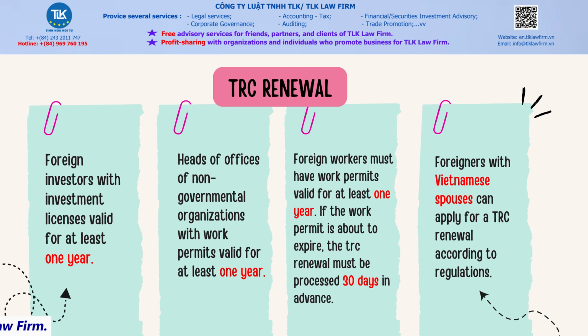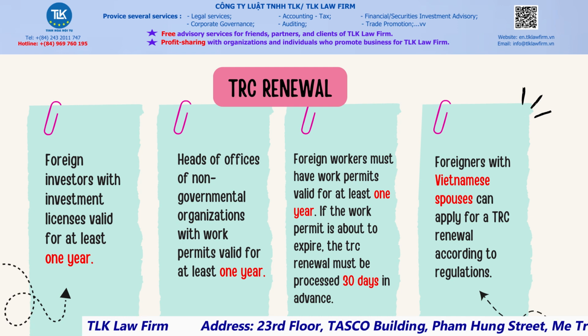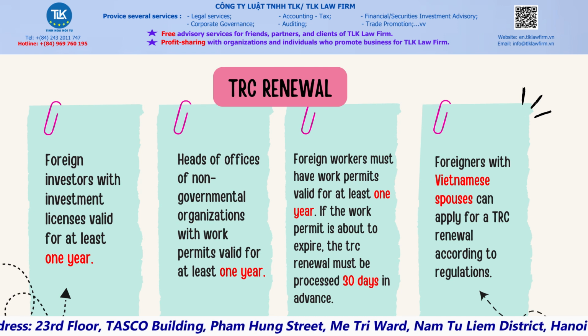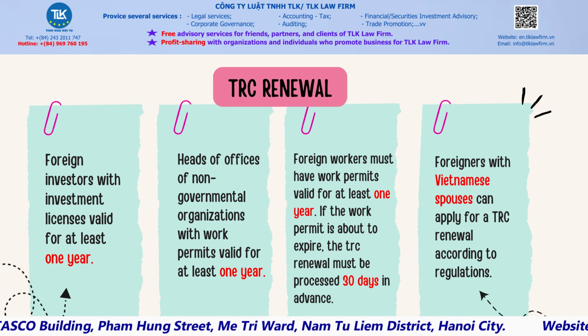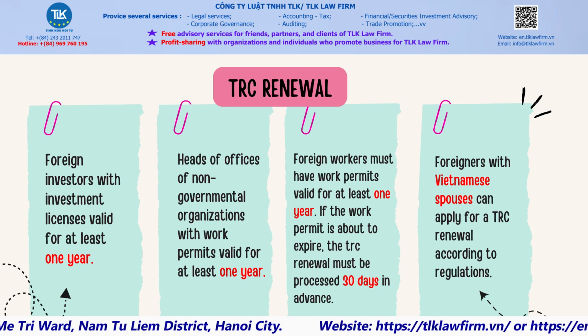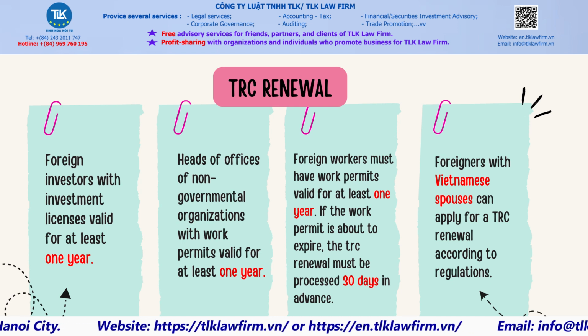According to Clause 16, Article 1 of the Law on Entry, Exit, Transit, and Residence of Foreigners in Vietnam, amended in 2019, expired TRCs are eligible for renewal. Eligible subjects for renewal include: 1. Foreign investors with an investment license valid for at least 1 year. 2. Heads of offices of non-governmental organizations with work permits valid for at least 1 year. 3. Foreign workers, who must have work permits valid for at least 1 year.